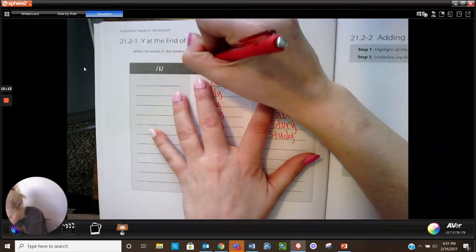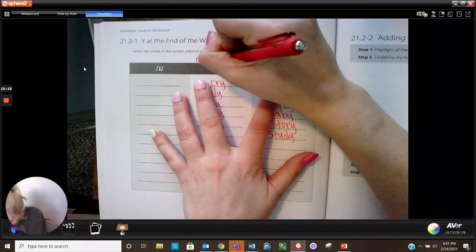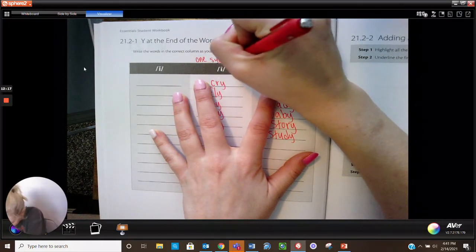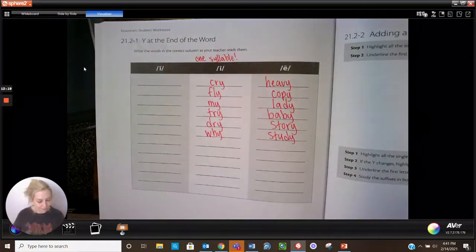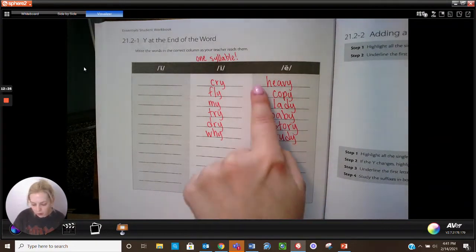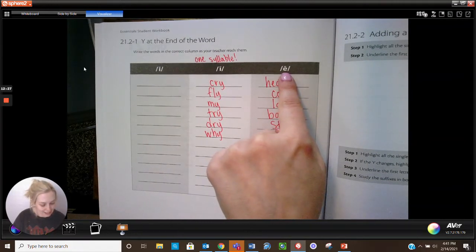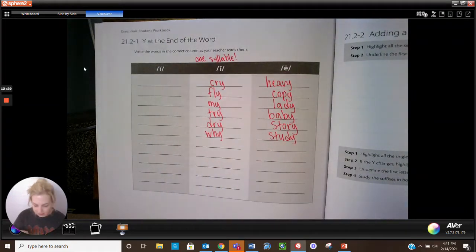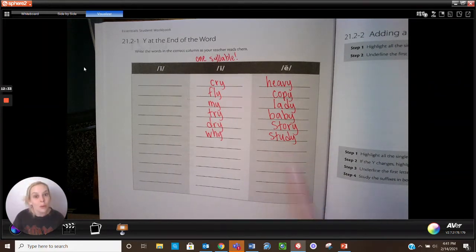Let's write that little note. One syllable. Good. Are there any one syllable words where Y says the E sound? No. Good. So we have a spelling rule to go along with this.